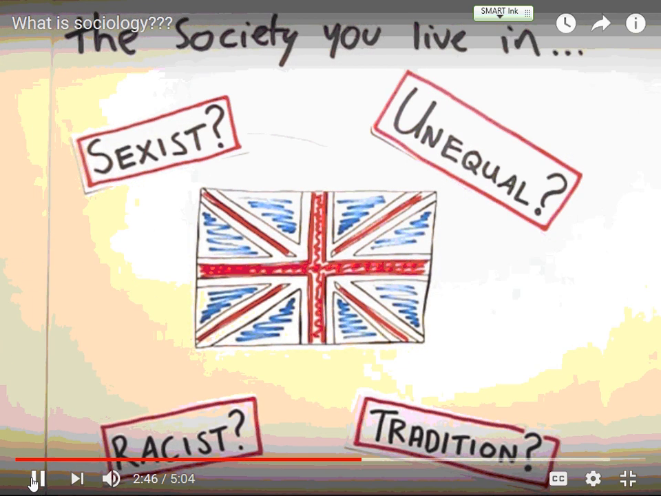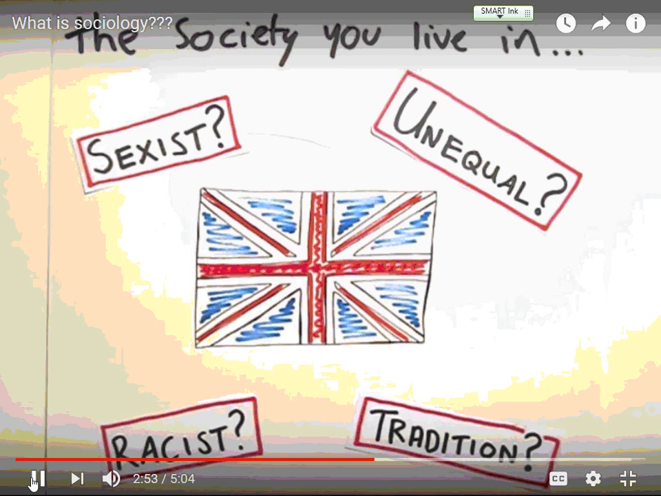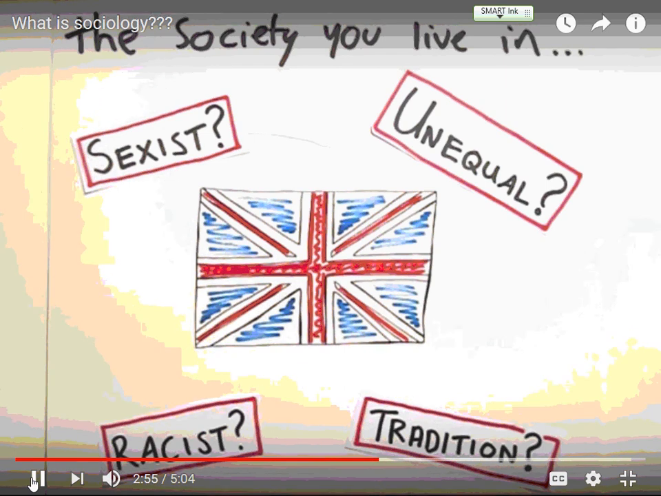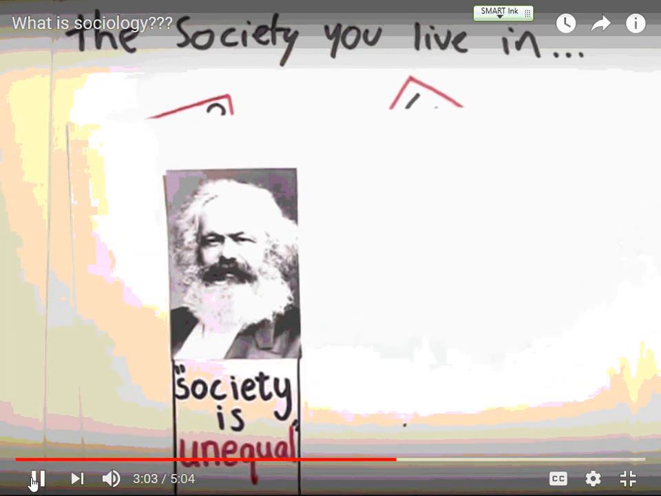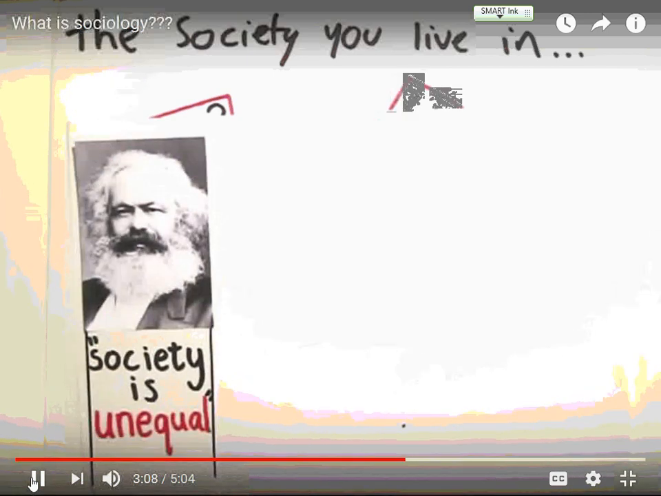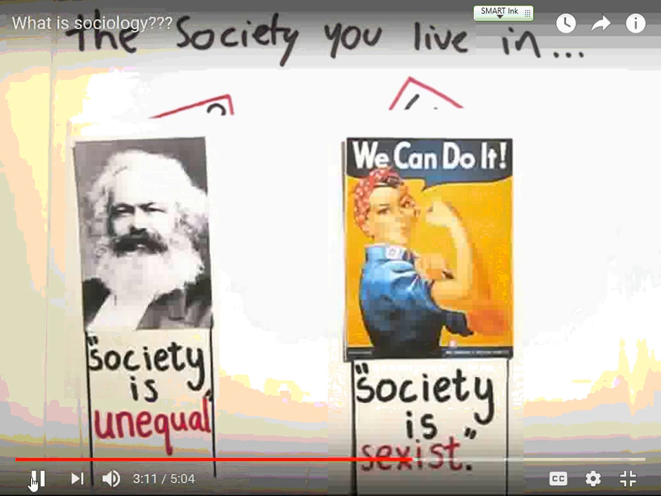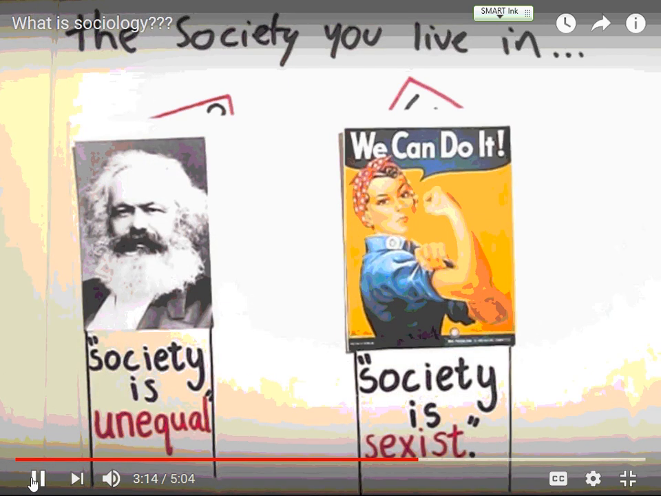Some sociologists write about what they think is wrong with our society, and some suggest ways to change it. You'll study some of them on this course. Do you recognise this man? He's Karl Marx. He said that the big problem with our society is that it is unequal and a small number of people control most of the power and wealth. Feminist sociologists say that our society is sexist, and solving this problem should be our priority.